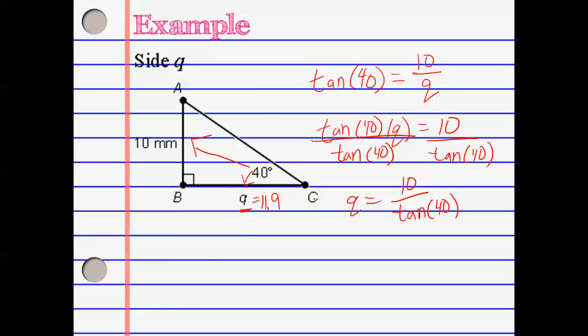And if you notice here, say it had asked us to find side length AC, okay? Well, we can't use tangent directly, what we could do first is find this side, Q, we could have found 11.9. And from here, all we have to do is use Pythagorean theorem to find this missing side, side AC.